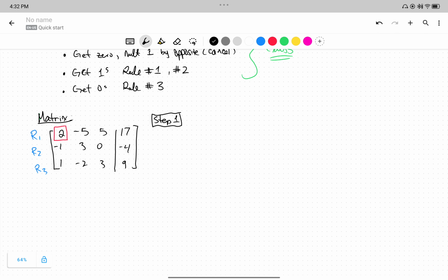To get the 1, you can switch equations, or rows I should say, or multiply or divide. Well, switching is always the easiest option. If somebody else has what you need, if somebody else has a 1, then let's just switch it. And I see that row 3 has the one that I want. So we're going to switch row 1 and row 3.